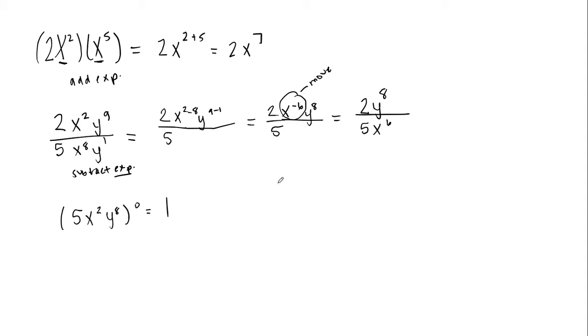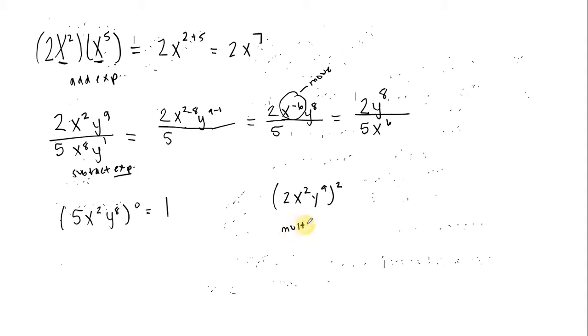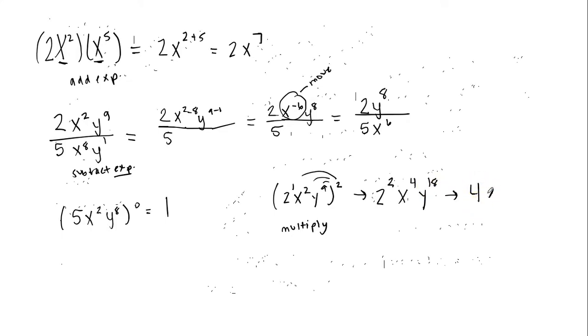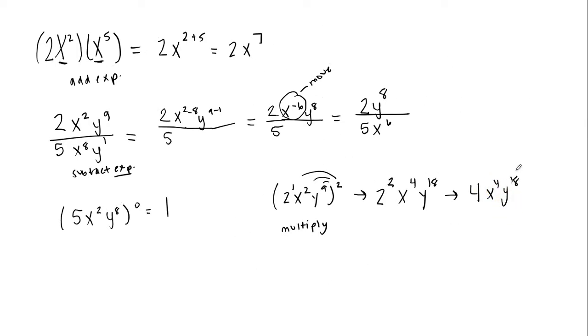Last rule I'll go over is the power to power rule. And what does it say? It says to multiply the exponents. So you don't see an exponent on this too, but what exponent is there? A 1. So now you can treat this like distributing to the exponents. So that would give me 2 squared, x to the power of 4, and y to the power of 18. And what is 2 squared? 4. So 4, x to the power of 4, y to the power of 18.